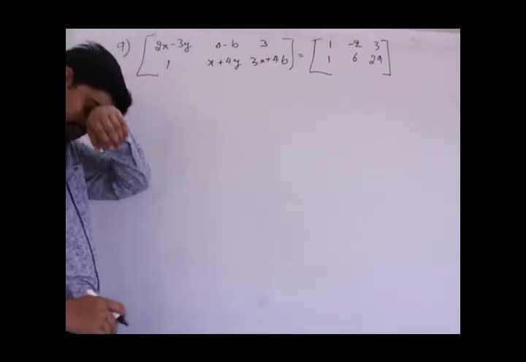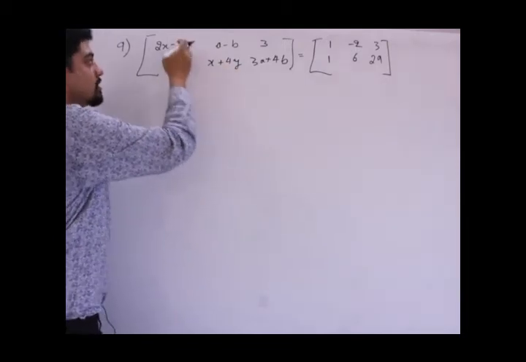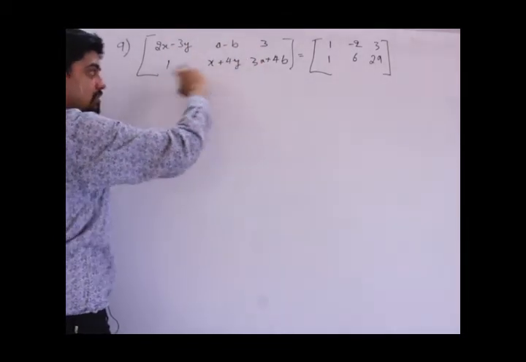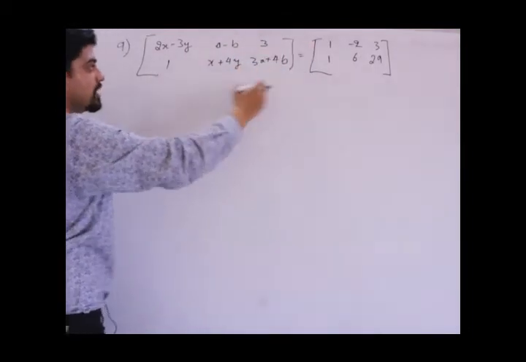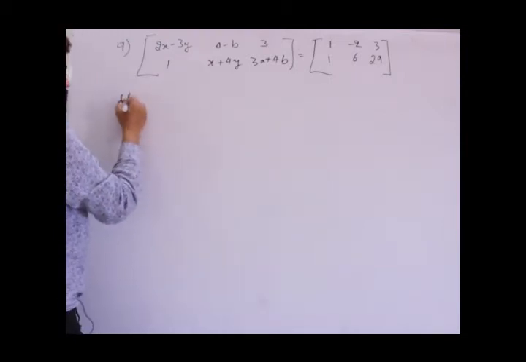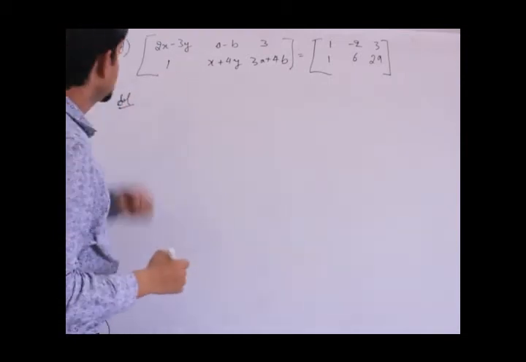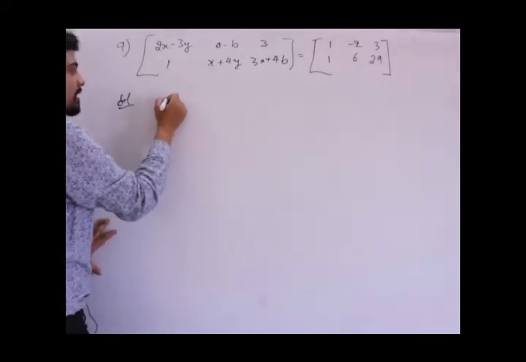b. So first of all, check for equality. This is also 2 rows, first row, second row, and 3 columns in both. So these two are equal. So if we are going to make them equal, the corresponding elements will be equal.